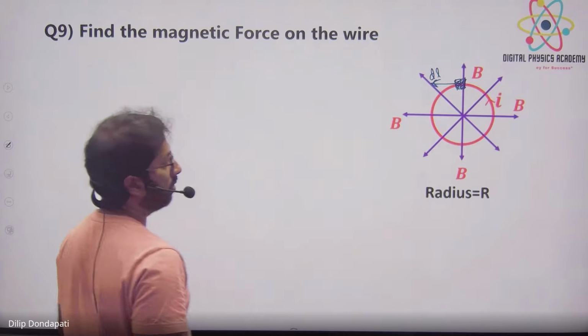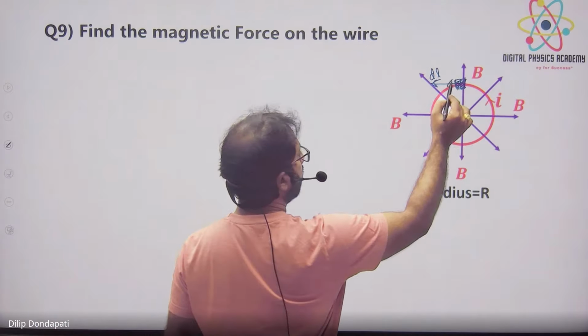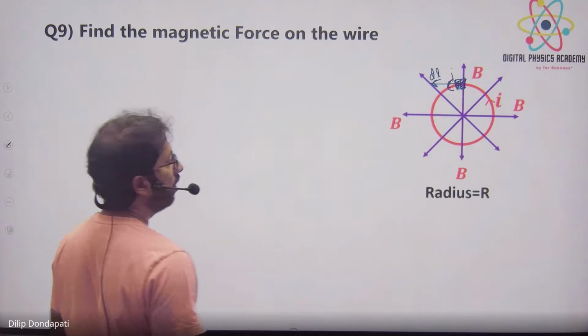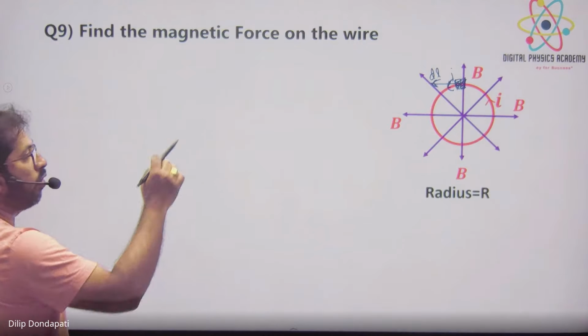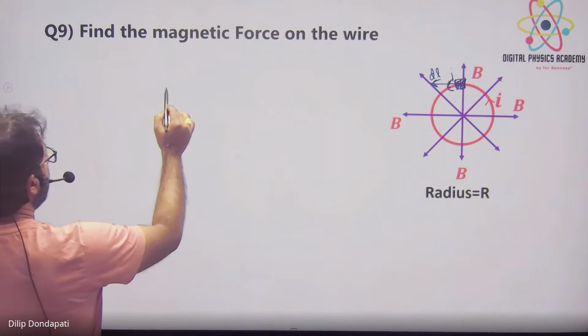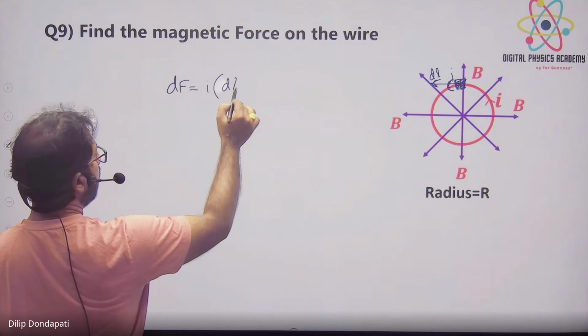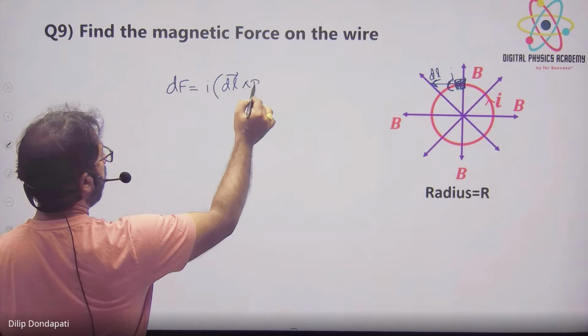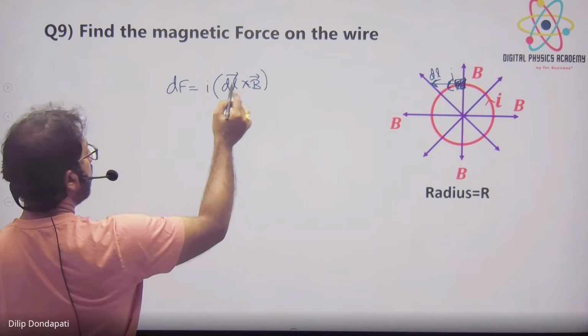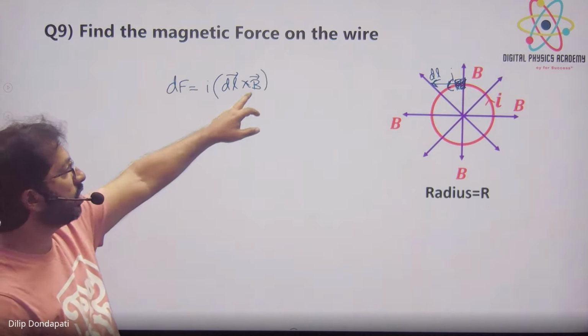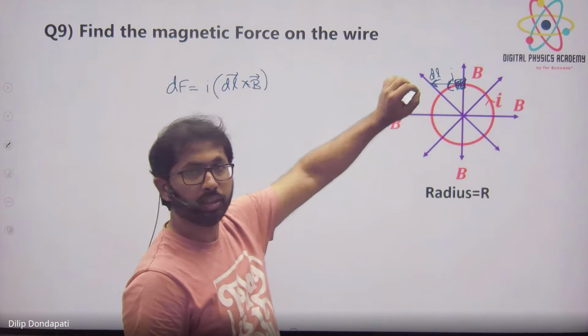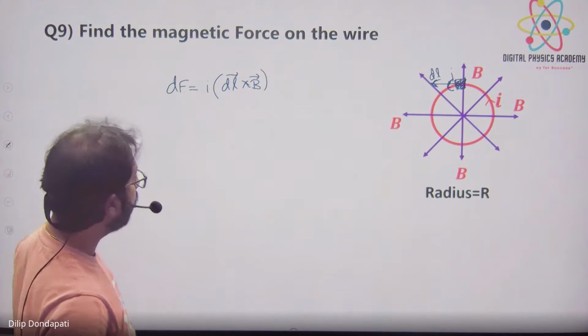Yes, in that direction. And current is flowing in the same direction, right? The current is going in this direction. Okay, so now tell me what is the small force acting on that small current carrying element? Small force is I dl cross B. Yes, it is a small force on that small element, where we are assuming the magnetic field is constant in that small element.